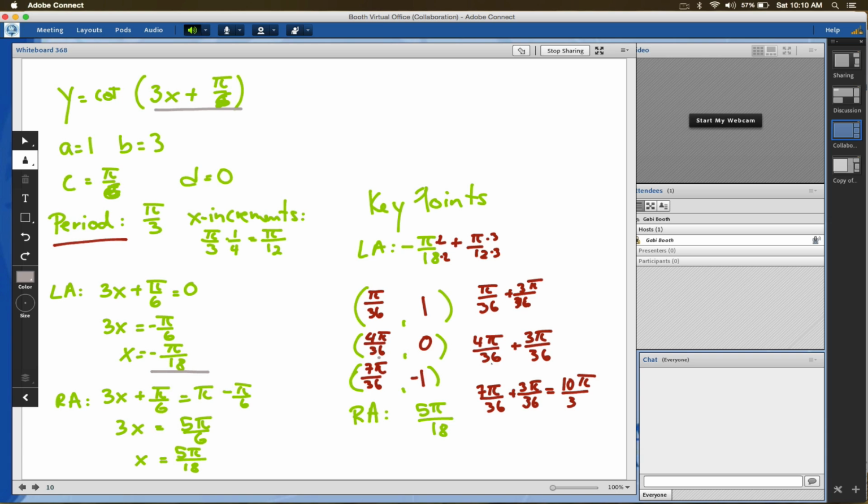And the next key point would be 4 pi over 36 plus 3 pi over 36, which is 7 pi over 36. And there the corresponding value is negative 1. And of course now, just to check myself, I have to come up with the right asymptote as my last point, or in this case asymptote. 7 plus 3 is 10 pi over 36, and if you reduce it, you get 5 pi over 18. So now let's take a look at the choices you have in MyMathLab.